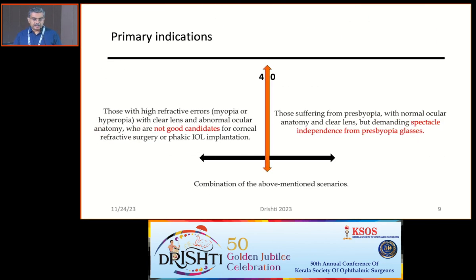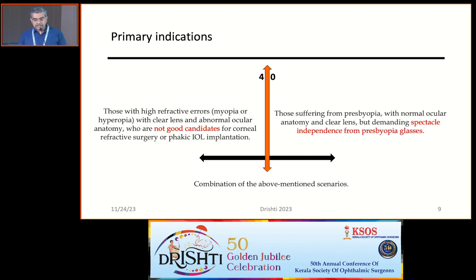So coming to the primary indication, as we all know, 40 is the landmark age in ophthalmology, which creates a lot of change in the refractive error. So anything less than 40, people with high refractive error, either myopia or hyperopia, because of the abnormal ocular anatomy, and who are not good candidates for phakic IOL or refractive surgery, laser refractive surgery, are probable candidates for refractive lens exchange.